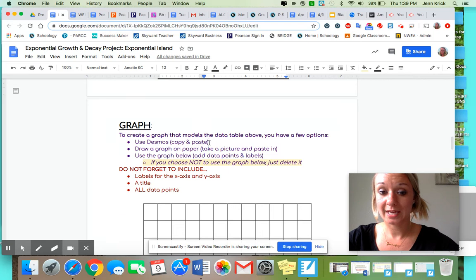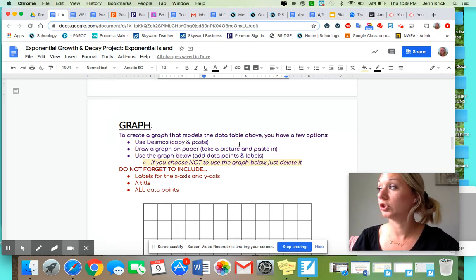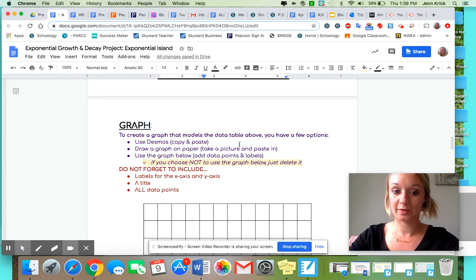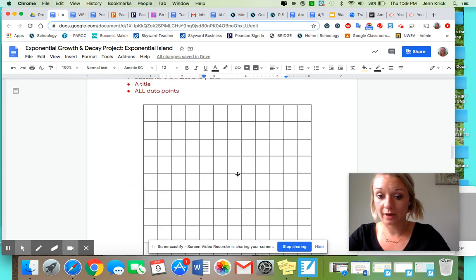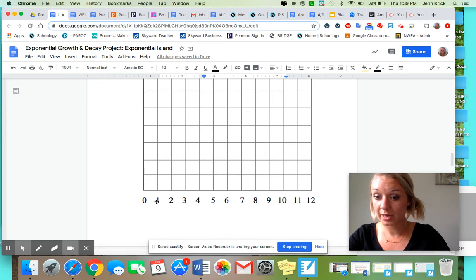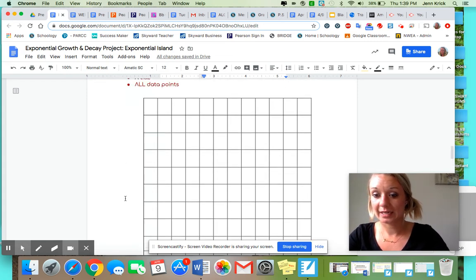If you are not tech savvy, you could draw it on paper and then you could plug it in. This is how I would do it. Draw on paper, take a picture of it on Schoology and message it to myself, and then copy paste it into the document. You can use the graph below if you want. So you could like plot points on here, put labels. That kind of seems like a lot.